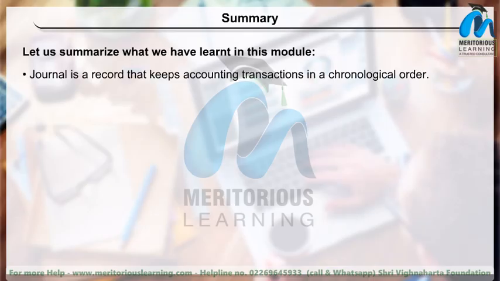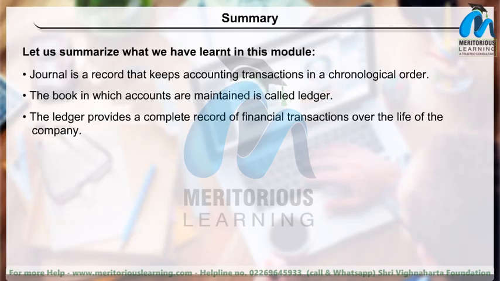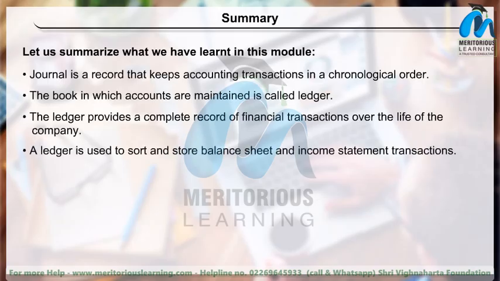A journal is a record that keeps accounting transactions in chronological order. The book in which accounts are maintained is called a ledger. The ledger provides a complete record of financial transactions over the life of the company. A ledger is used to sort and store balance sheet and income statement transactions.